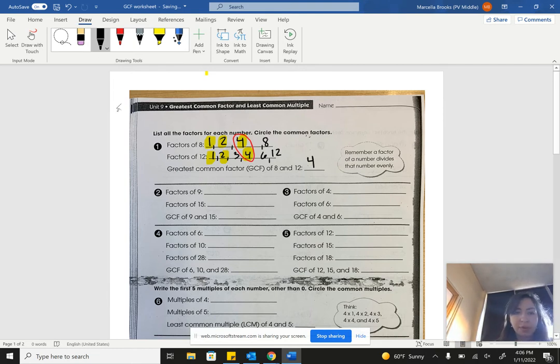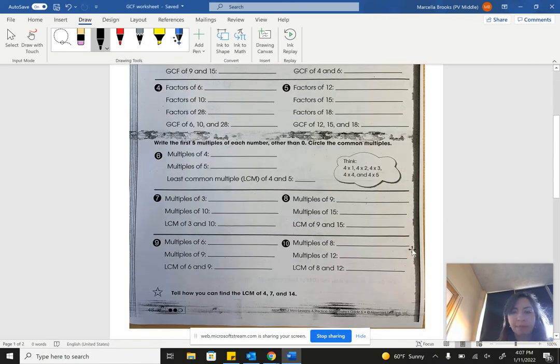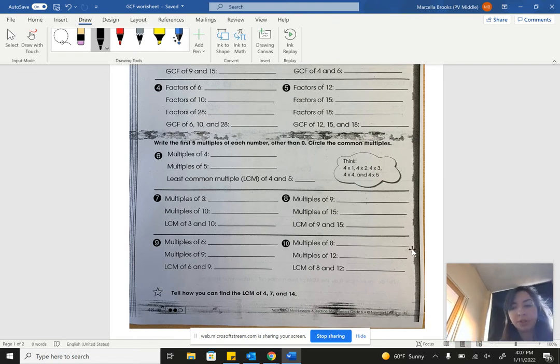So towards the bottom of this worksheet, it switches to LCM, which stands for least common multiple. So we're finding multiples instead of factors. Multiples go on forever. So I like to pick, let's do number 6, I like to pick the first 5 or 6 multiples of a number.